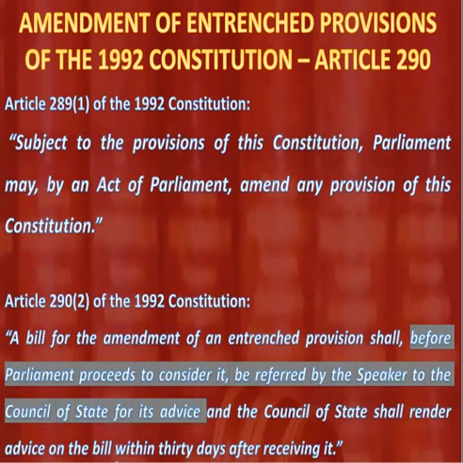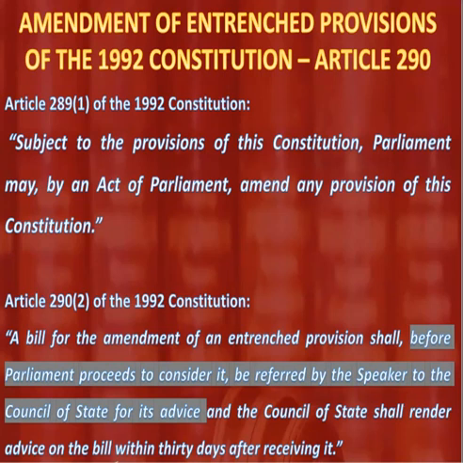So now, how do we amend the entrenched provisions of the Constitution? You can refer to Article 290 clause 2 of the Constitution. Article 290 clause 2 reads as follows, and I quote, "A bill for the amendment of an entrenched provision shall, before Parliament proceeds to consider it, be referred by the Speaker to the Council of State for its advice, and the Council of State shall render advice on the bill within 30 days after receiving it."